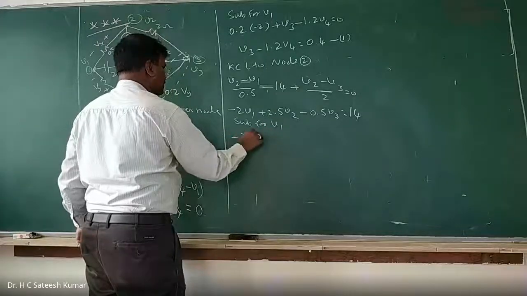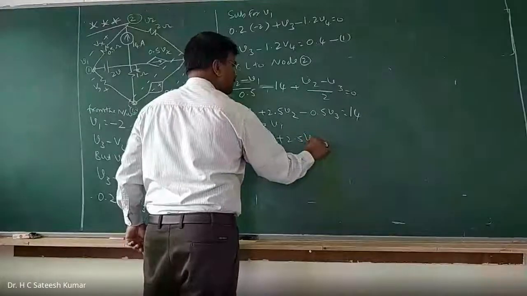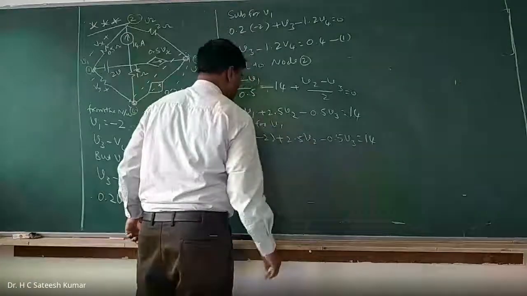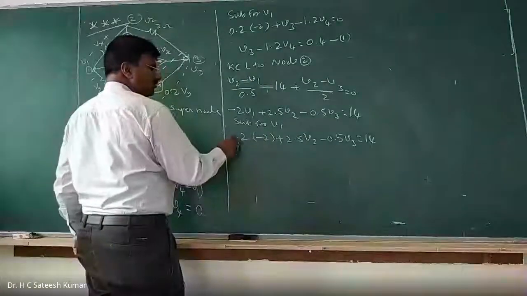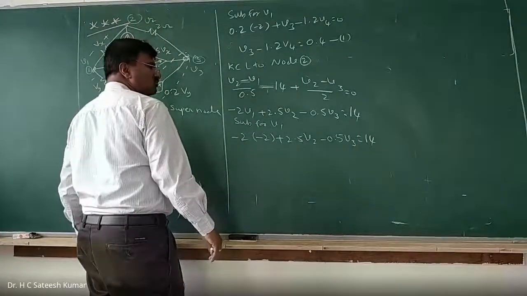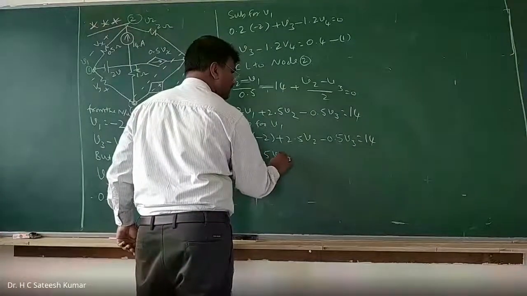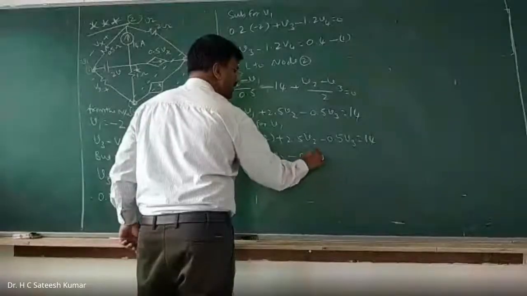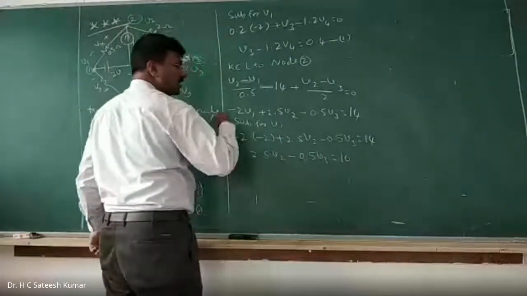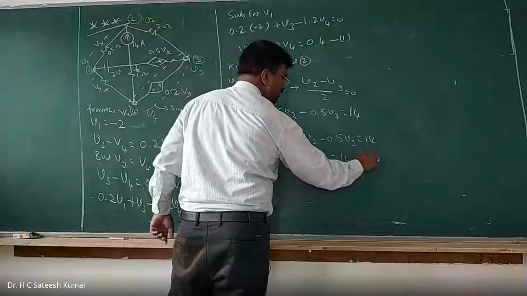Therefore, minus 2 into V1 is what? Minus 2 plus 2.5 V2 minus 0.5 V3 is equal to 14. Therefore, 2 into 2 is 4. Transfer to the right hand side, it becomes minus 4. 14 minus 4 is 10, you will get. That is 2.5 V2 minus 0.5 V3 is equal to 10. You call this equation number 2.